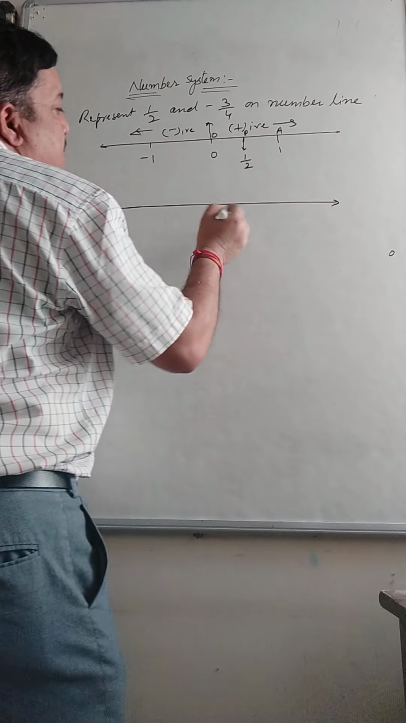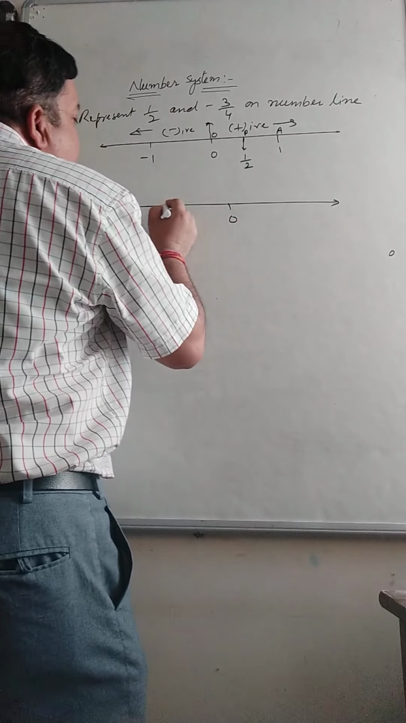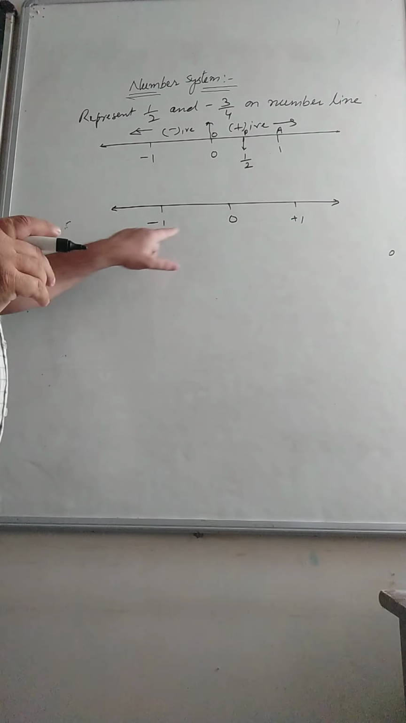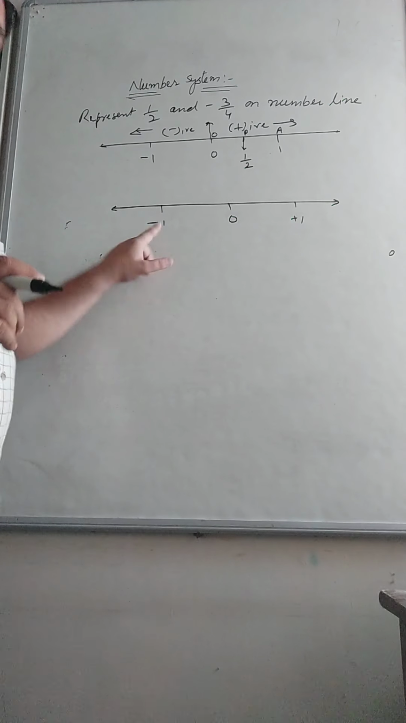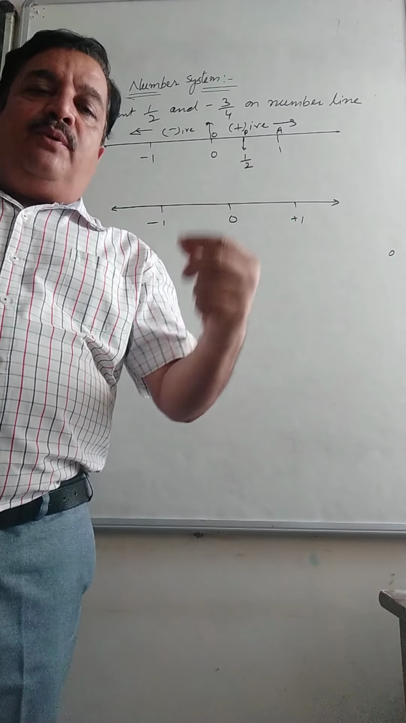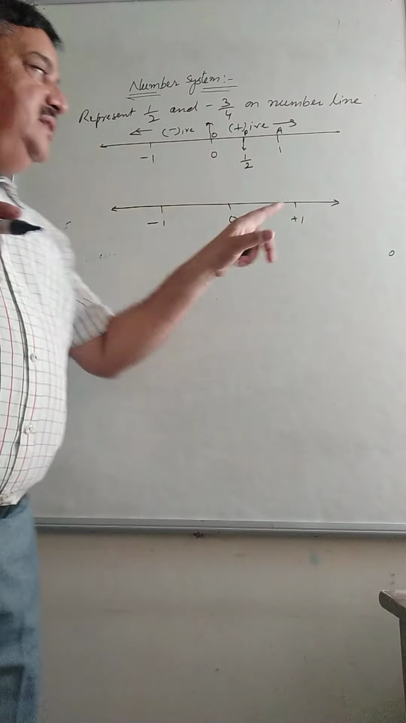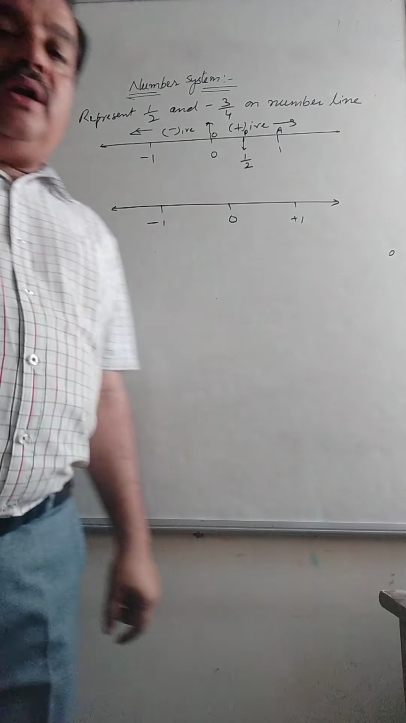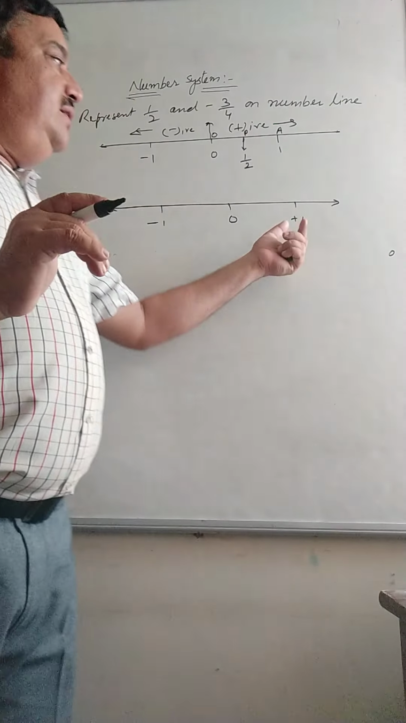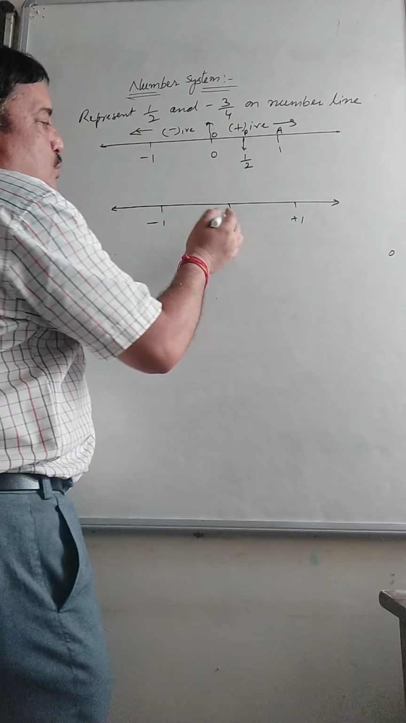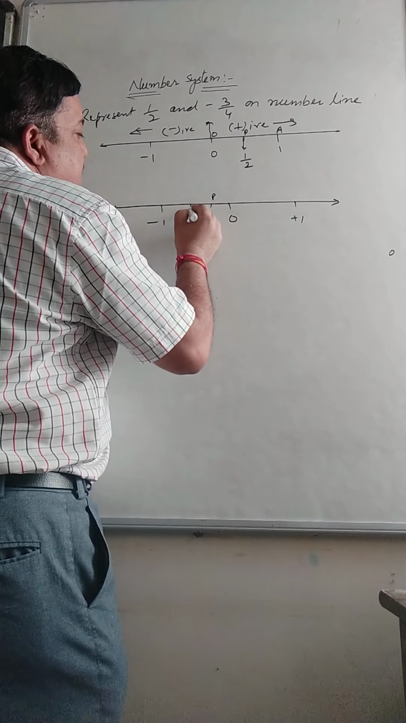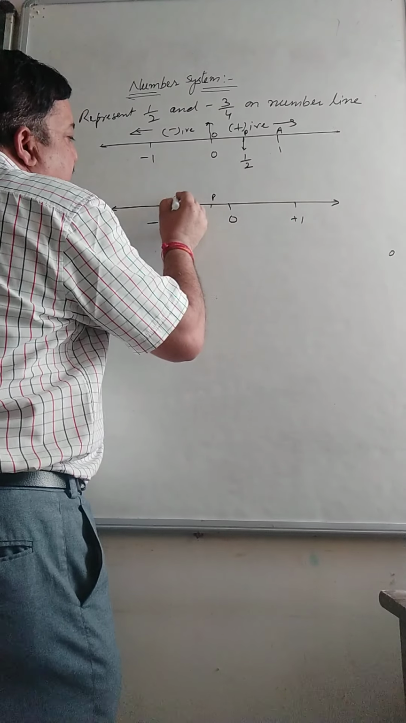Minus 3 upon 4 will lie between 0 and minus 1. In 3 upon 4, 4 is greater than 3, so this number will come between 0 and minus 1. The 4 shows that we divide the space between 0 and minus 1 into 4 equal parts. Say this is P, this is Q, and this is R.